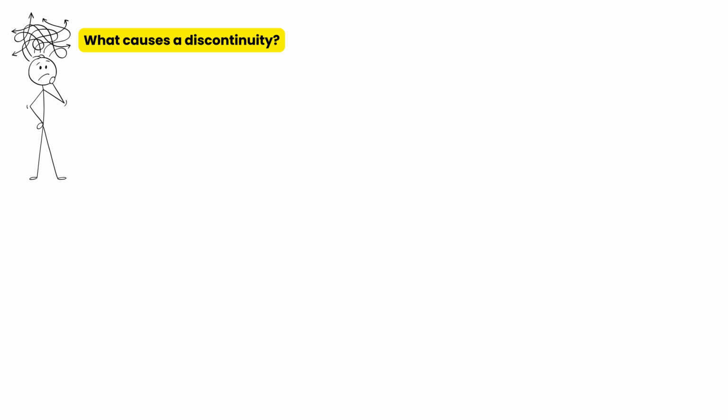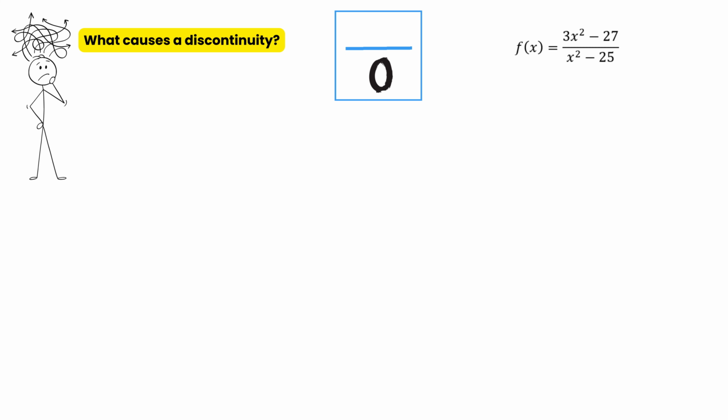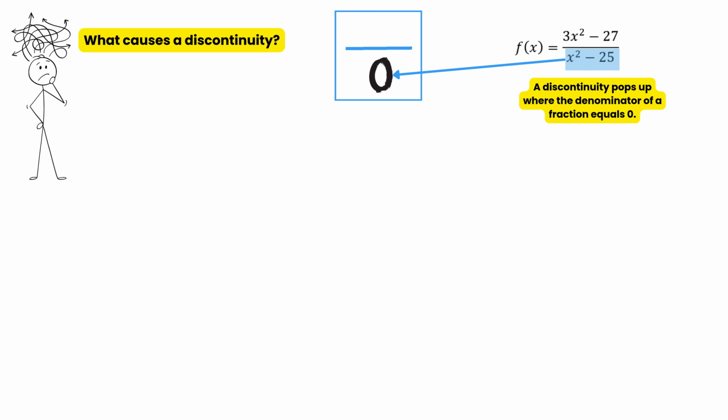So now we understand that a discontinuity is when something goes wrong at a specific x value in a function. The next question is, what in math actually causes these issues? Well, there's one thing that always causes problems, and that's dividing by 0. So whenever we have a function that's written in fraction form, we already know there's potential for an issue. Because if the denominator, the bottom of the fraction, becomes 0 at any x value, then the whole function breaks down right there. So discontinuities happen when a specific x value makes the denominator equal to 0. And that's what we're going to look for.